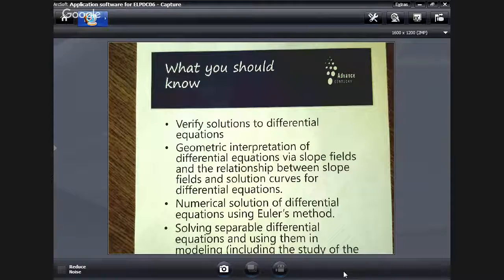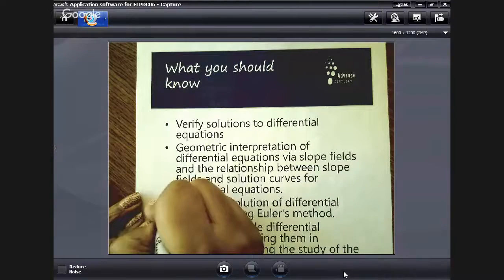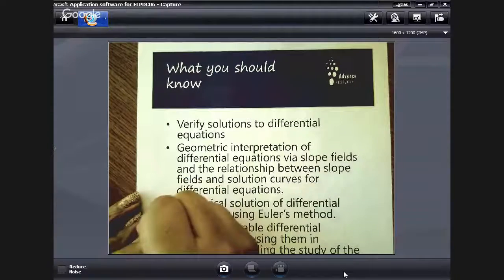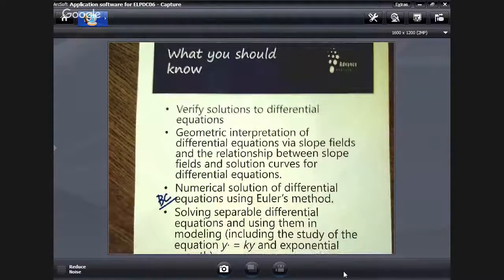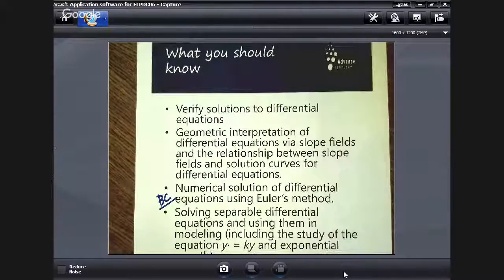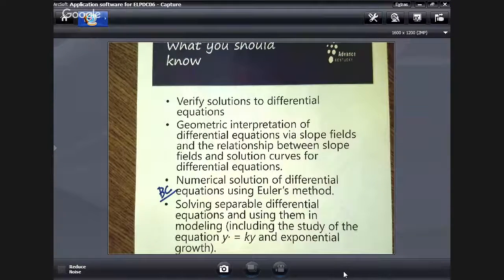Numerical solution of differential equations using Euler's method. Now, Euler's method is actually a BC only topic. Geometric interpretations of differential equations, slope fields, and the one before it are fair game for the AB exam. We're going to talk about Euler's method today.